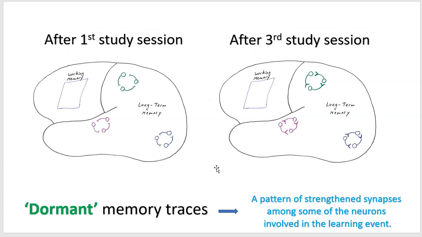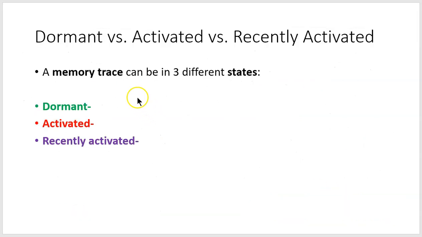But the memory traces were there as a pattern of strengthened synapses. Now we're going to introduce some more terminology here. A memory trace can be in 3 different states, and we've just seen what we mean by a dormant memory trace. In fact, most of the information stored in our brain at any given time exists as dormant memory traces. But there are 2 other states as well, an activated memory trace and a recently activated memory trace. We'll see the distinctions between all 3 as we continue with the lesson.